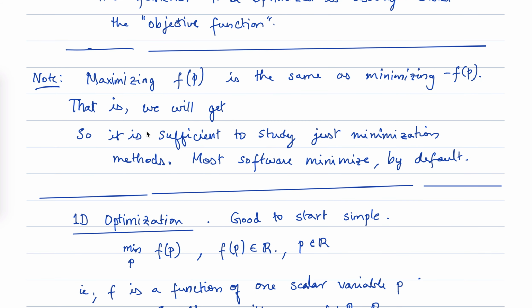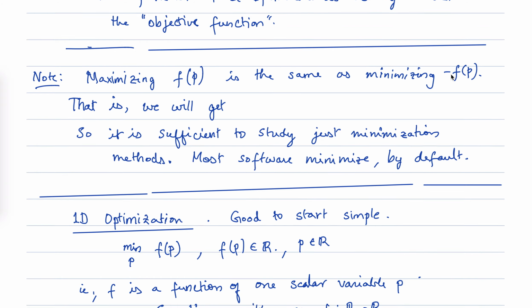So because of this, it is sufficient to study just minimization problems. Most software that exist minimize by default. Some of them may have an explicit flag that you can set to ask it to maximize a function, but many software don't have such a flag, and you just really have to define your objective function with a negative sign so that it does the appropriate thing.